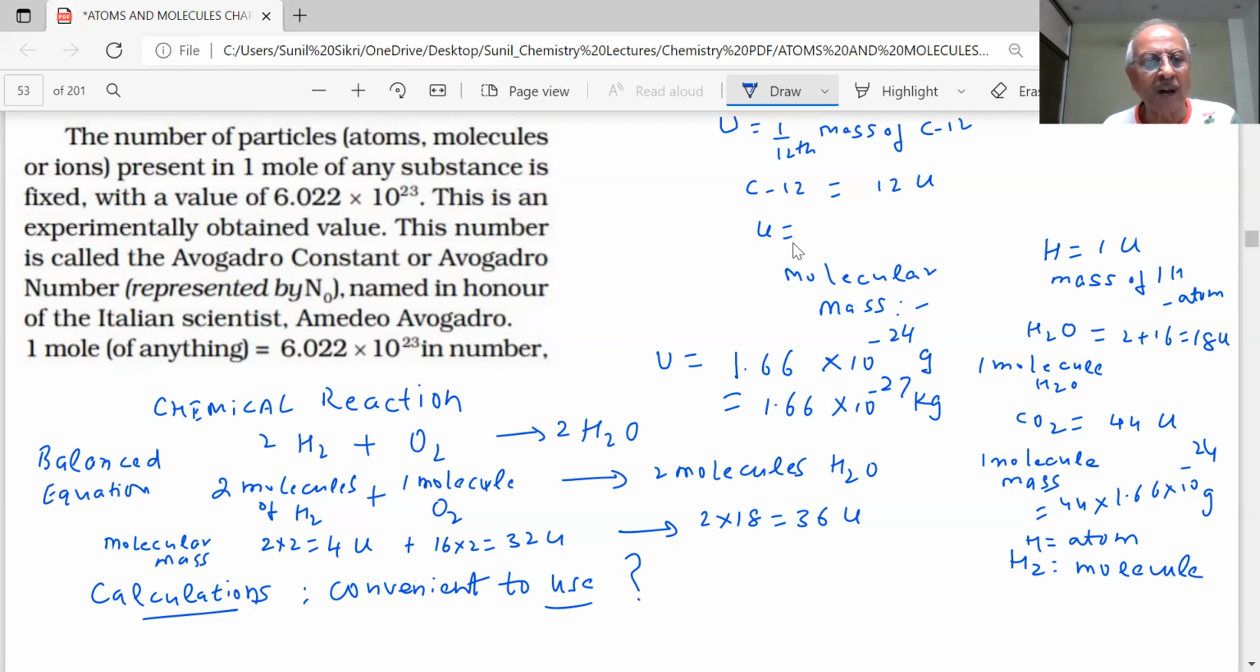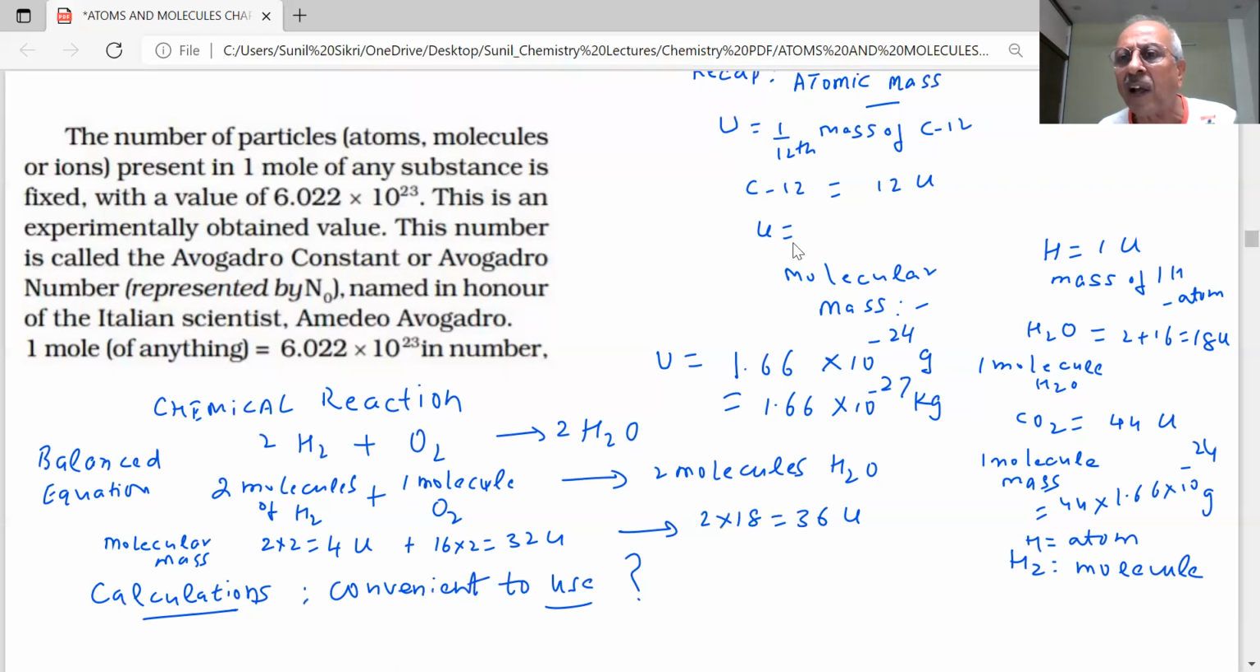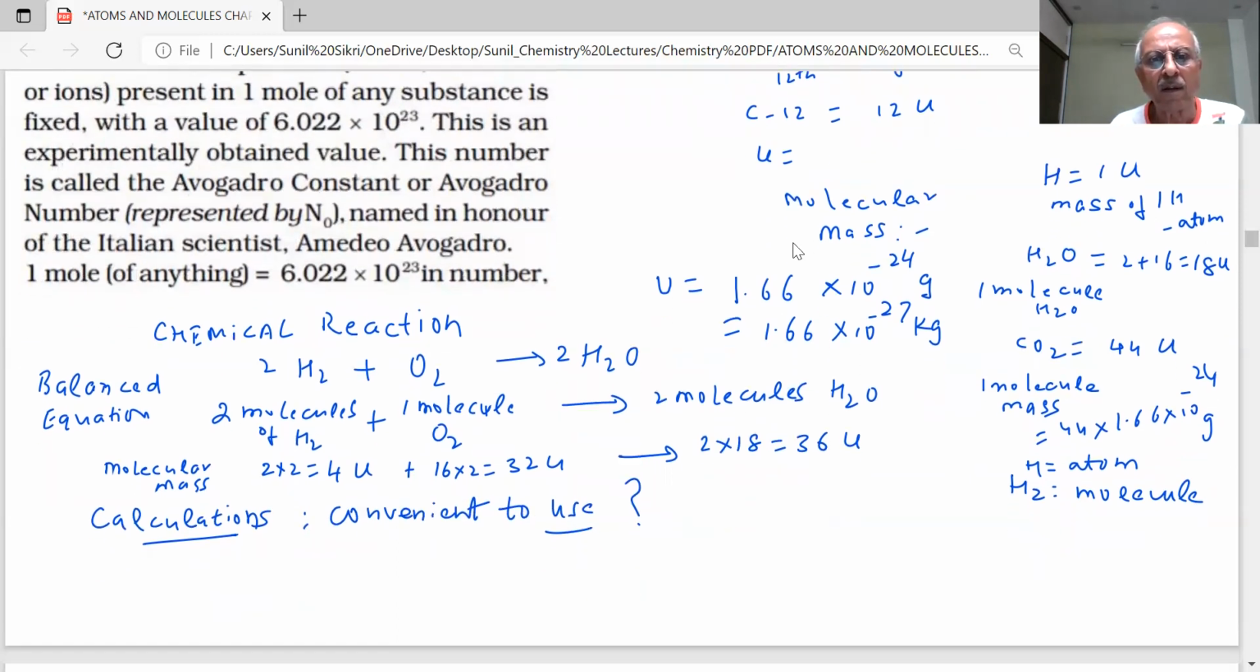And how was the problem solved, student, in chemistry? If I do any reaction, what do I use? Do I use U or do I use something else, student? Do I talk of one molecule? Do I talk of 5 molecules being produced, or do I talk of something else? Do you have any idea, student? So how do we solve this problem, student?